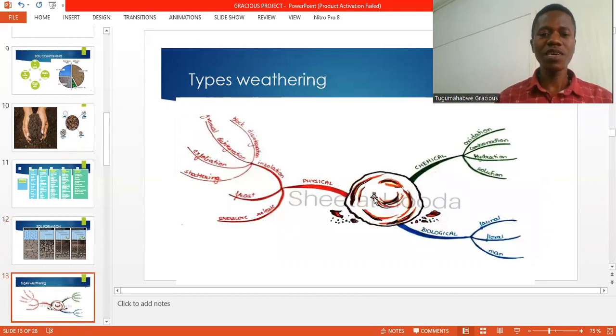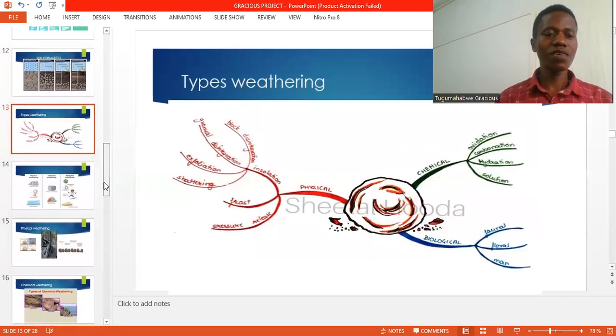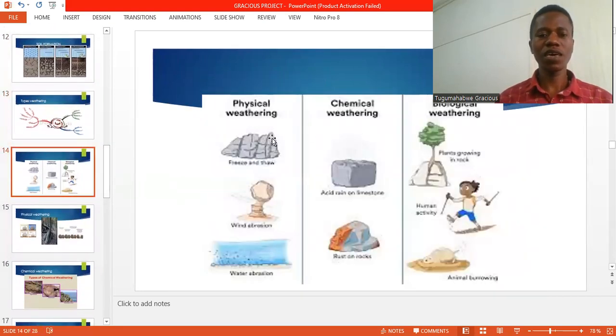Next is the word spider. I bring the word spider when explaining the types of weathering so that they can understand how physical, chemical, and biological factors affect weathering. And these are the types of weathering. The next thing is pictures showing physical weathering, chemical weathering, and biological weathering. I will bring them also when explaining the types of weathering that take place for soil to be formed.